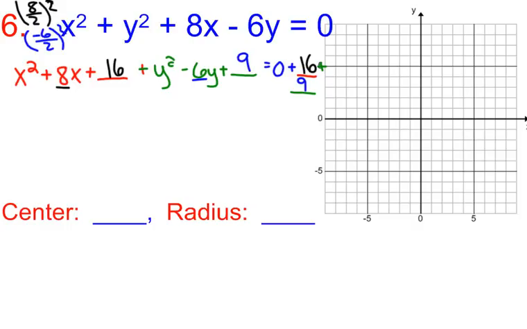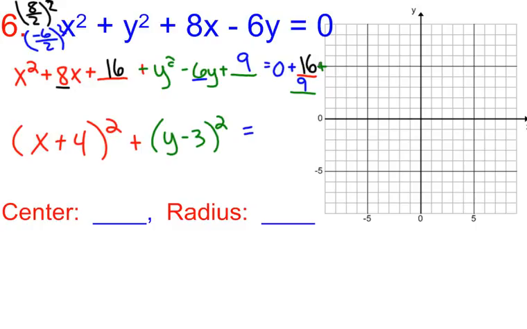Now I'm going to factor each of these, and it should be the same thing twice because I completed the square, so I can have it in my standard form for a circle. So factors of 16 when added together make 8, would be x plus 4, quantity squared. Factors of 9 when added together make negative 6, would be y minus 3, quantity squared. And those equal 16 plus 9, which is 25. So now I have completed the square to put it in the proper form so I can find the center.